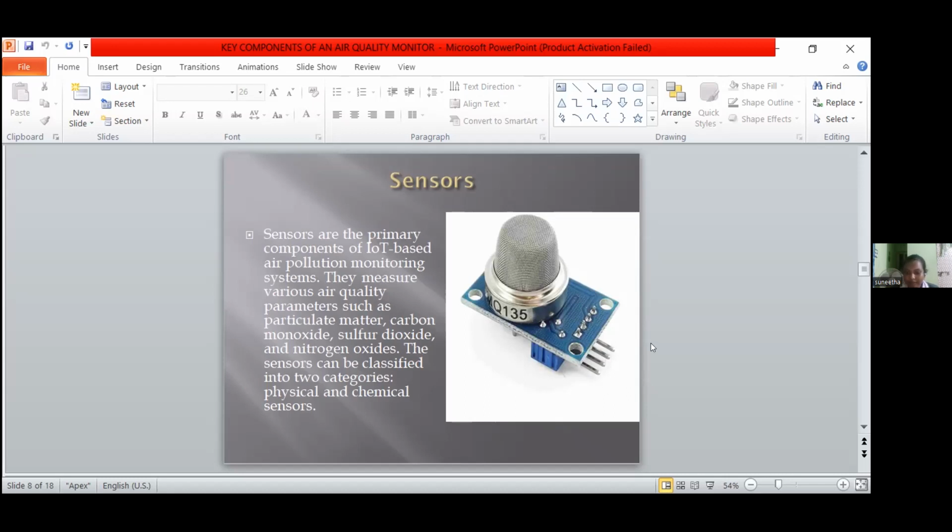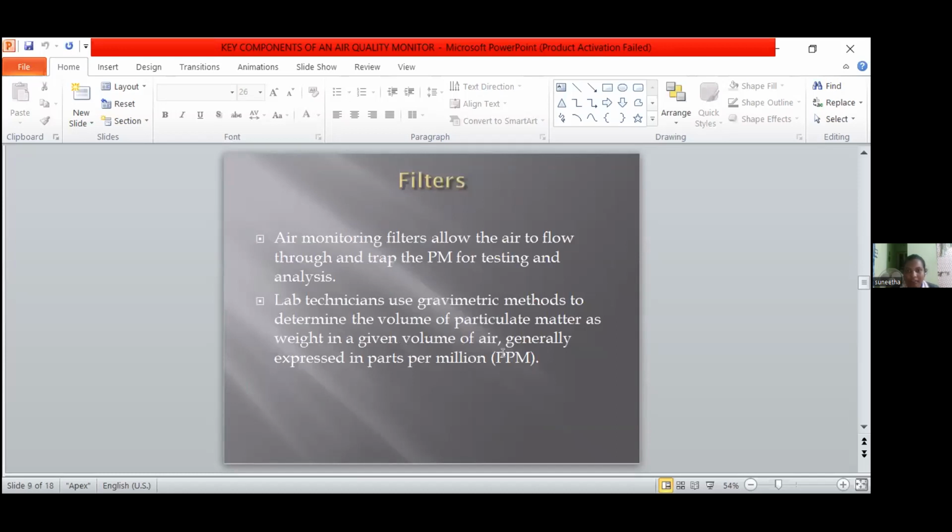Filters. Filters allow air to flow through and trap PM, which is nothing but particulate matter, for testing and analysis. The amount remaining on the filter is analyzed, and the analyzer does that work and gives results to the output. There are different methods of filtering, and by using the proper method we can get proper results.